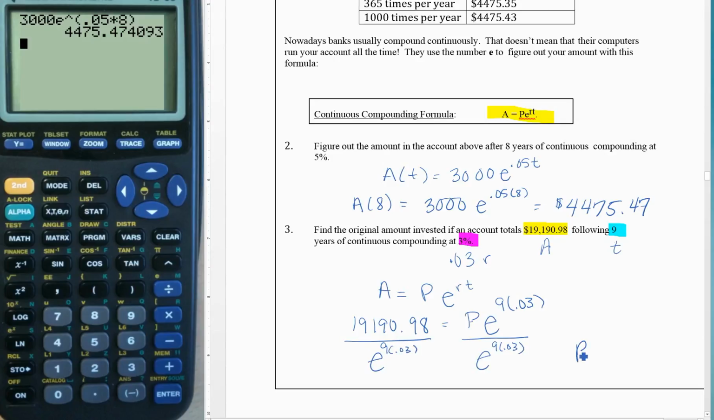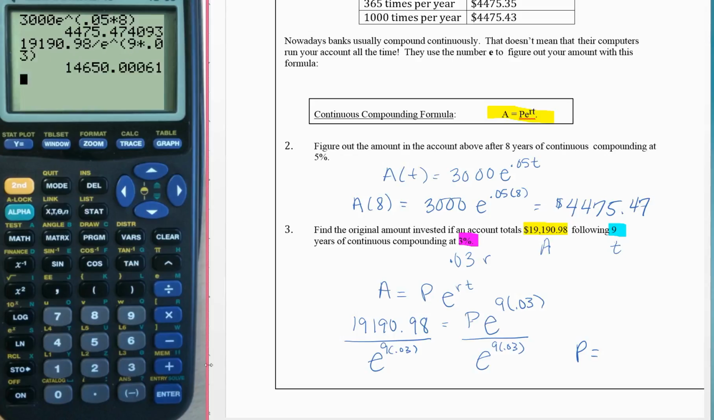Okay, so we can find out what P is in our calculator. We can do $19,190.98, and we're going to divide by e, and in the parentheses we're going to do 9 times 0.03. Okay, so if we round to the nearest cent, we'll see that $14,650 was originally invested.